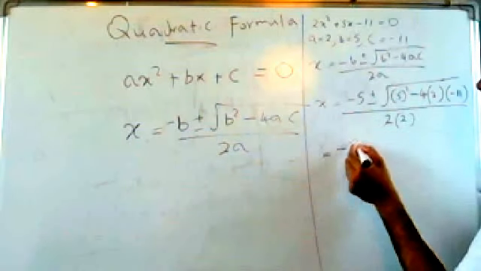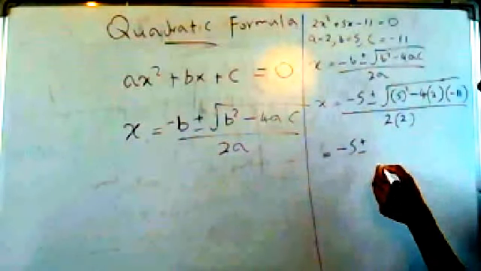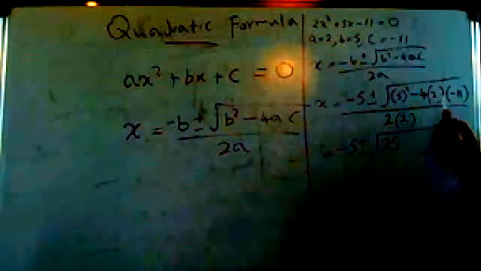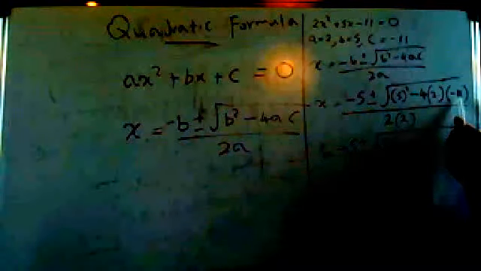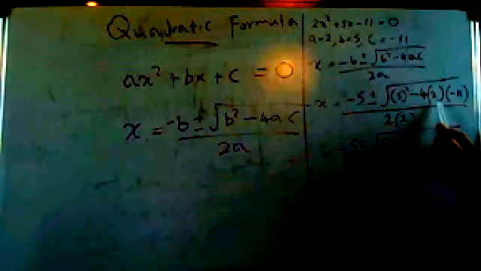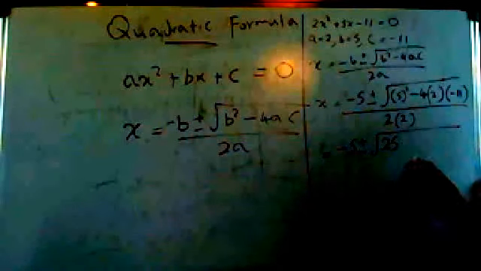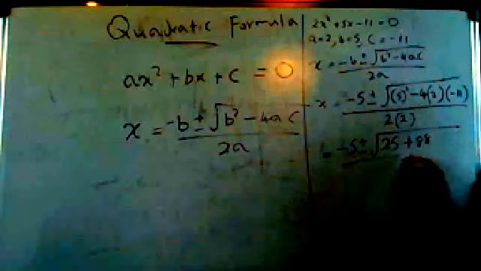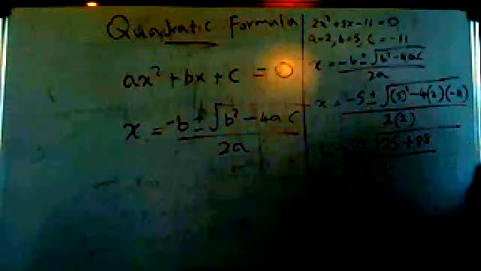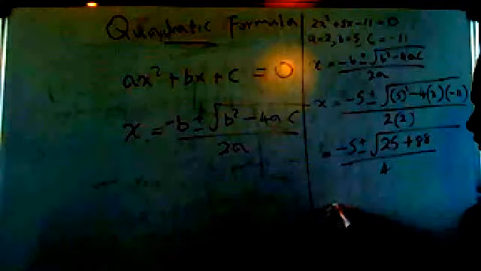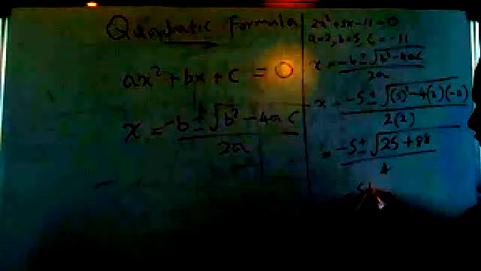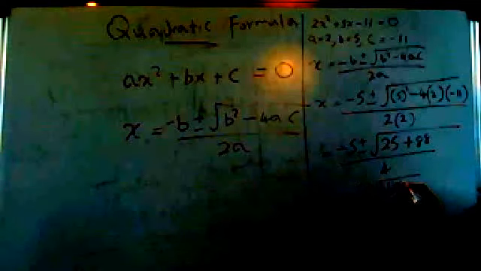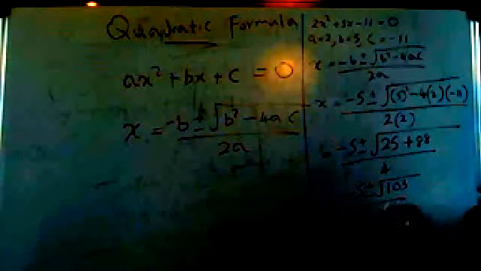So we got minus 5 here, plus or minus square root of, so 5 squared is 25. Now let's try and work this out. We got minus 11 times 2, which is minus 22, times minus 4, which is plus 88, all over 2 times 2, which is 4. So now that equals minus 5 plus or minus square root of 25 plus 88, which is 103, all over 4.